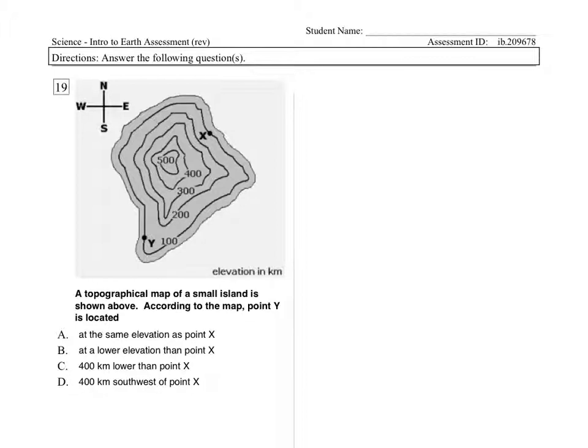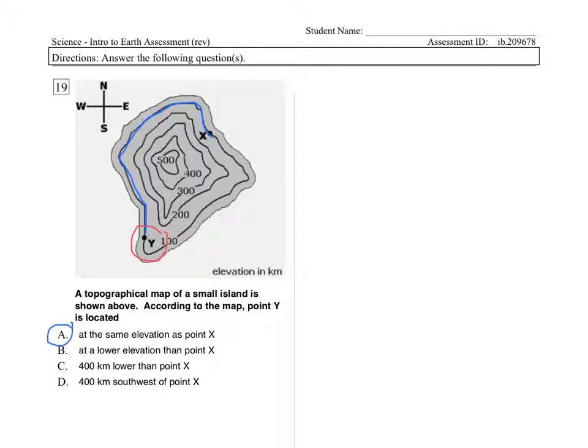Let me read it first. A topographical map of a small island is shown above. According to the map, point Y is located. So here we have point Y down here, and it's referring to point X. Is it the same? Is it lower? Is it a certain amount lower or southwest? And it is actually, if we follow along our contour line, on the same contour line, which means it's at the same elevation point.